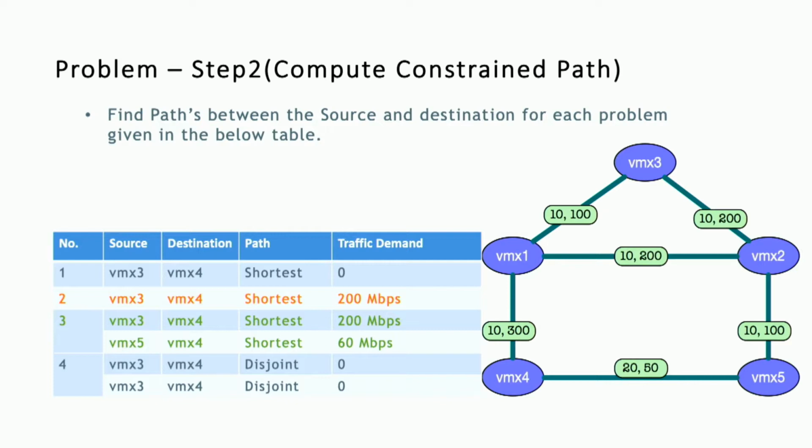And the fourth one is from VMX3 to VMX4. In this case, you have to figure out two disjoint paths. Disjoint means basically whatever path you have calculated should not overlap with the existing path. So in this example, it would be from VMX3 to VMX1 to VMX4, and then the other, distinct path would be VMX3, VMX2, VMX5, and VMX4.